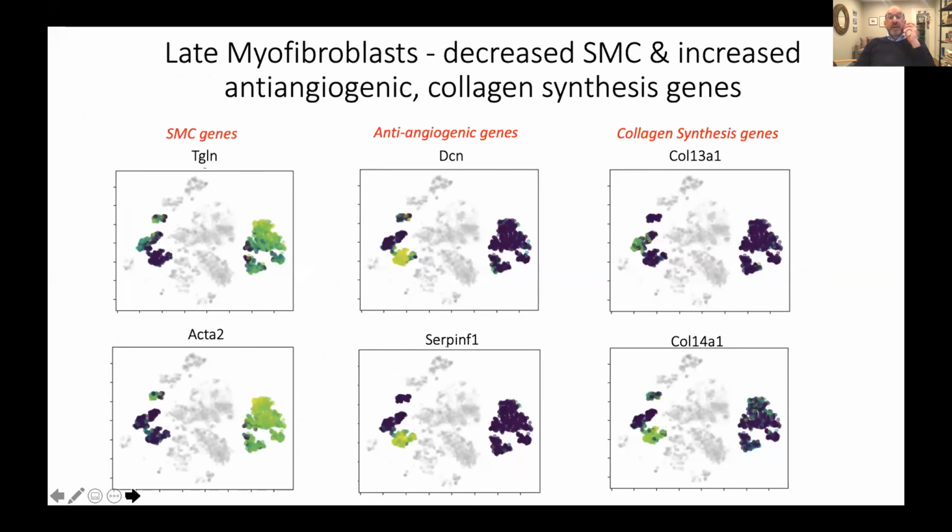And the later cells are adapted really to allow for remodeling of the lung. And you can see that here are the early cells that are more embryonic, and they have these smooth muscle-like qualities. And later on, they become anti-angiogenic as there's not as much need for angiogenesis to occur. And you can see that still later on in the more P21 stages, there's some collagen synthesis genes that are present.